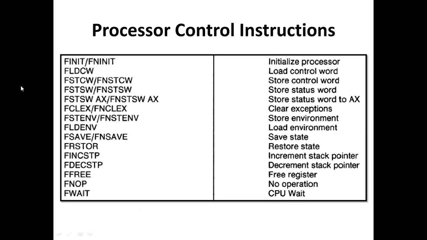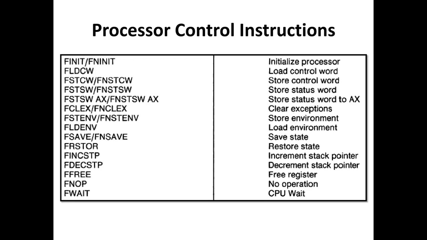Processor control instructions: FINIT, which initializes the processor, FLDCW, which loads the control word, FSTCW, which stores the control word, FSTSW, which stores the status word, FSTSW AX, which stores the status word to AX, FCLEX, which clears the exceptions, FSTENV, which stores the environment, FLDENV, which loads the environment, FSAVE, which saves the state, and FRSTOR, which restores the state.